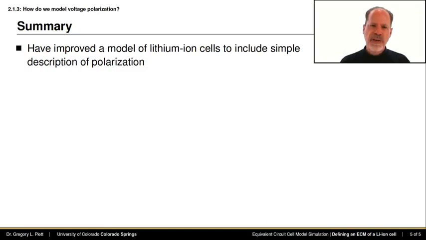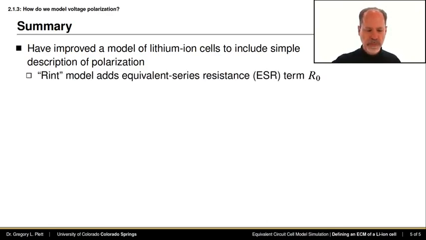So this brings us to the end of the development of the Thevenin model of a lithium-ion battery cell. And this new Thevenin model improves upon the previous model to include a simple description of voltage polarization. So at the beginning of this lesson, you learned that we should add an equivalent series resistance to our earlier model, and we called this series resistance R0, and we called the model the Rint model. And this was an improvement over what we had studied earlier, but it did not yet describe dynamic changes to voltage. It described only instantaneous changes to voltage when the input current changed.